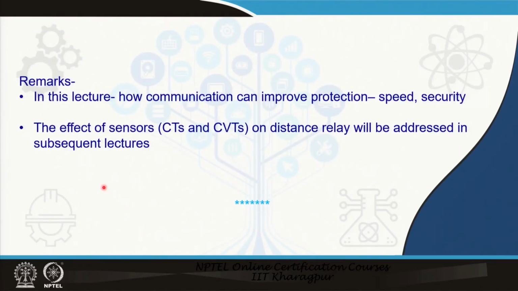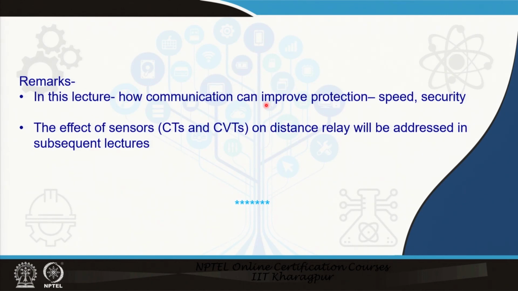Overall, we saw different communication assisted schemes, and how a communication facility can speed up the decision process, giving a faster decision, and also a secure decision as in DCB. But note that the communication medium available decides whether a block signal or a trip signal will be transmitted, and all the schemes have their own advantages and disadvantages.